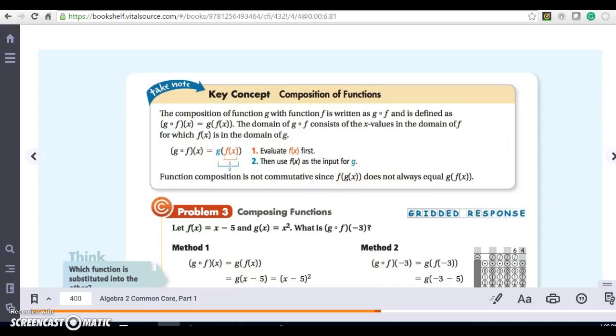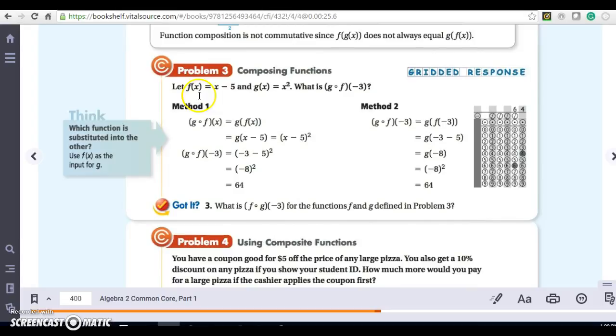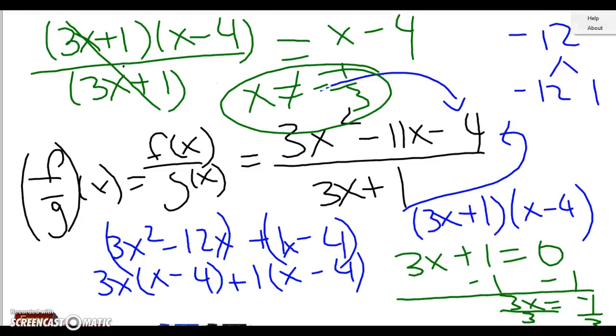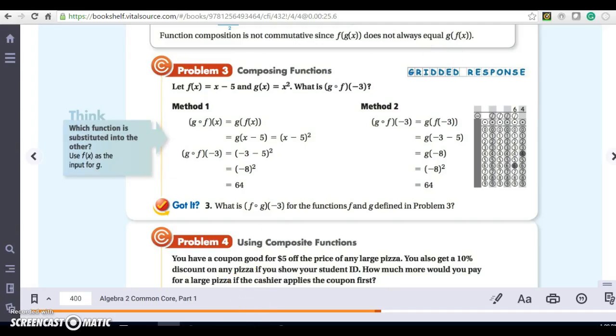So let's look at the problem that they have here. So it says f of x equals x minus 5 and g of x equals x squared. So what is g composed of f of negative 3? So there are two ways we can do this problem. Whoops. So let's write it down.